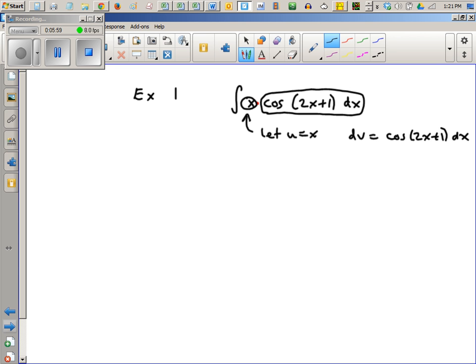All of it, including the differential. Okay, now I'm going to find the derivative of u. In other words, the differential of u, just like you did for your substitution. So what would du be?